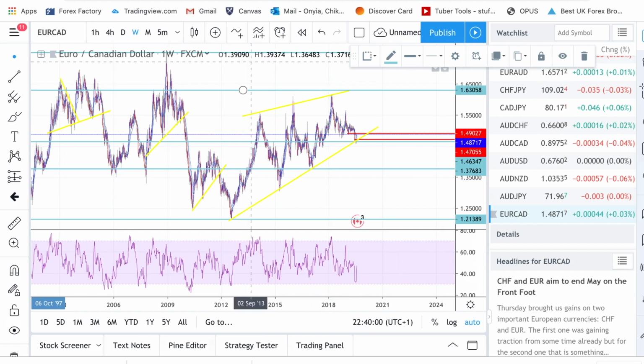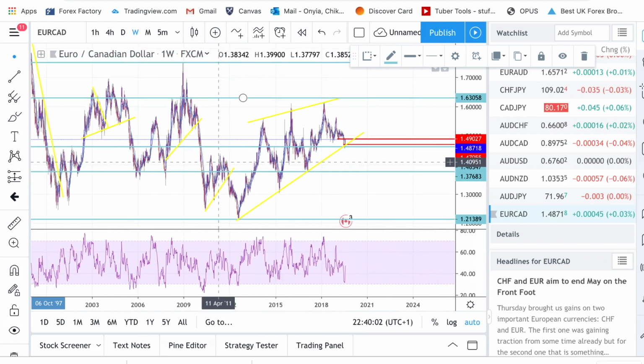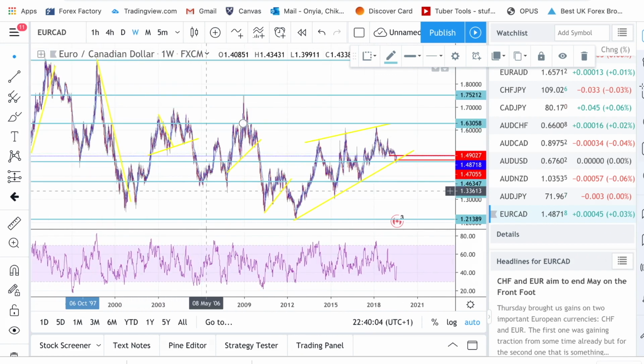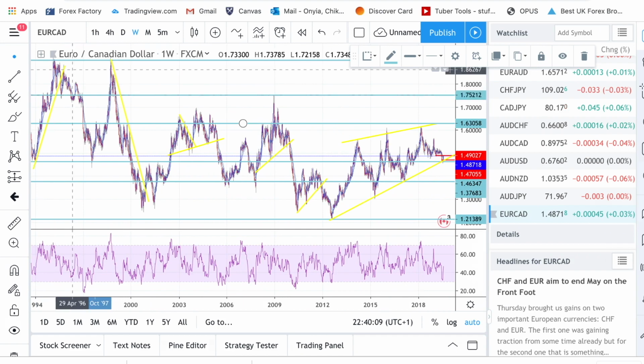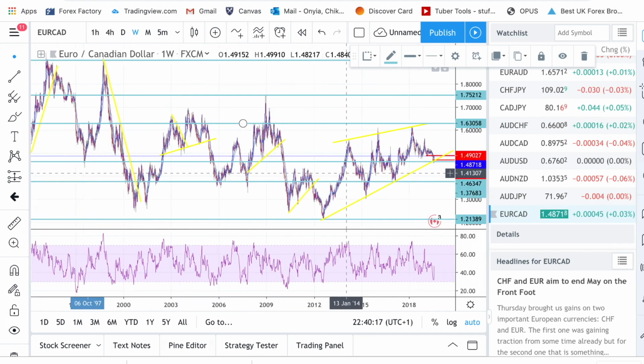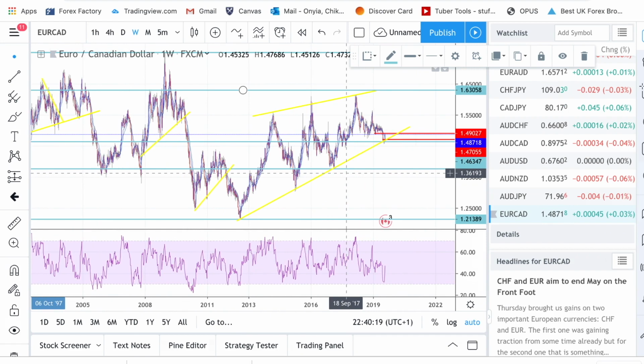Following this strategy, look at how many times it broke through these yellow lines and you would have made money. Literally almost every time it happened. When it broke through this one, you would have gone down and made money. It broke through this one, gone up, made money. Broke through this one over here, gone down, made money. You see what I'm saying? It just happens over and over again. So you've got to always look out.